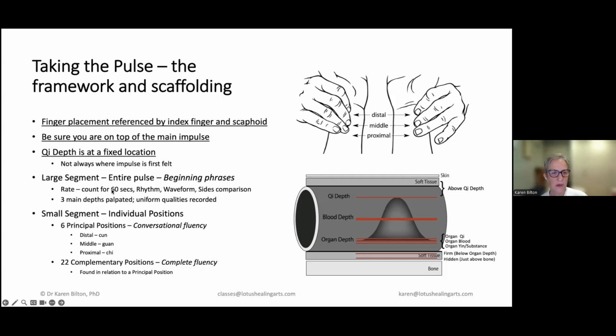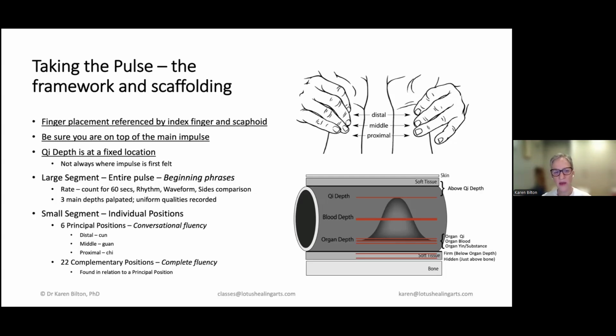Now, the large segment, this is where we're feeling the entire pulse. And I would say probably about a good 80% of information comes from these first 10 minutes of feeling the pulse. What we're feeling with the large segment is we're counting the rate for 60 seconds, not counting it according to breath. And we're checking for an age appropriate rate, like Dr. Shen's age appropriate was between 72 to 78 beats a minute for a healthy adult.